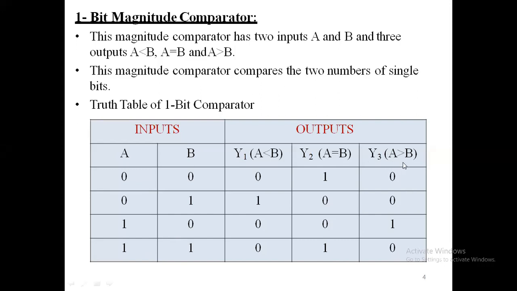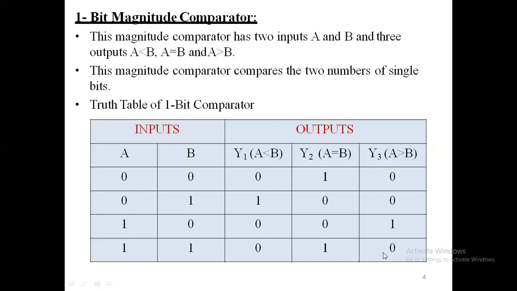And Y3, A is greater than B. 0 is greater than 0. The condition is false, so 0. 0 is greater than 1. The condition is false, so 0. 1 is greater than 0. The condition is true, so 1. 1 is greater than 1. The condition is false, so 0.